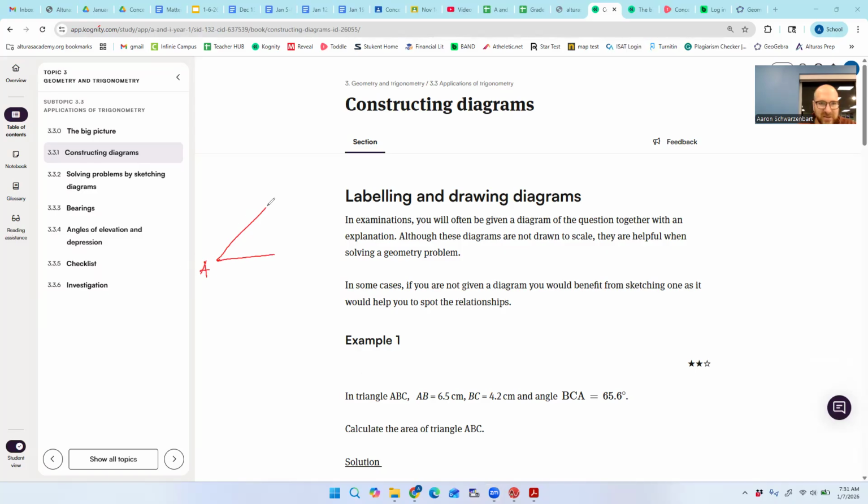Call this A, B. AB is 6.5. BC is 4.2. And BCA is 65.6 degrees. It says calculate the area of the triangle.